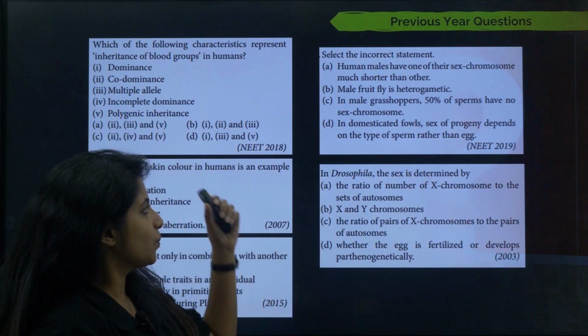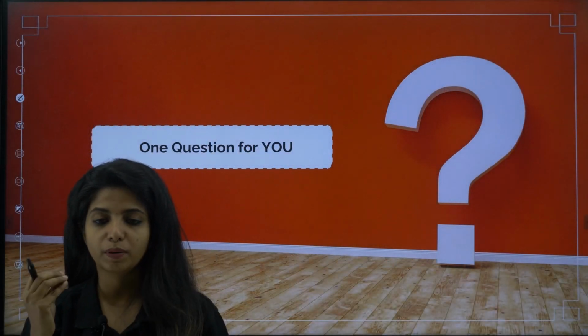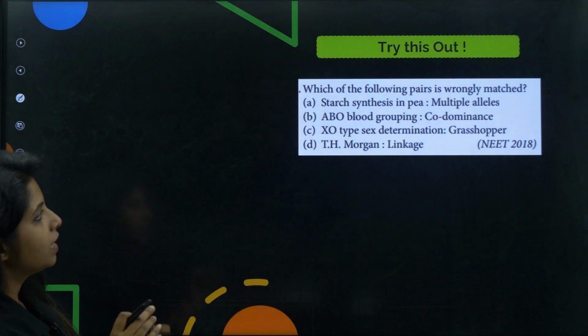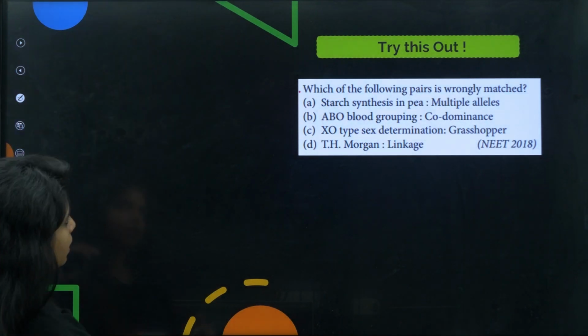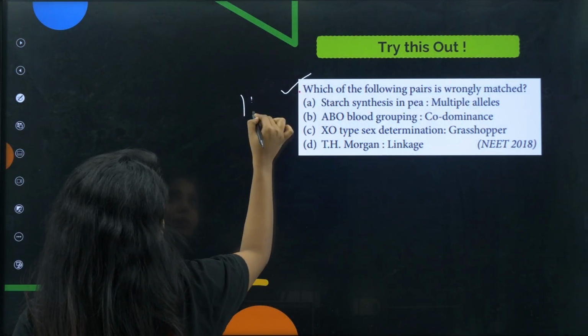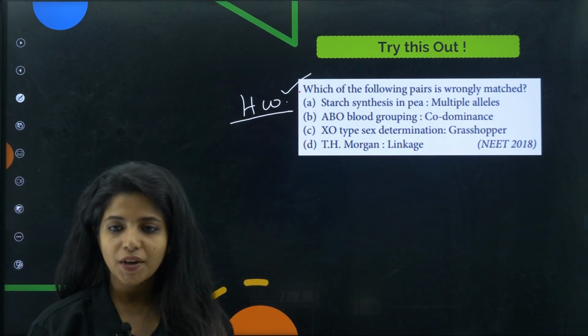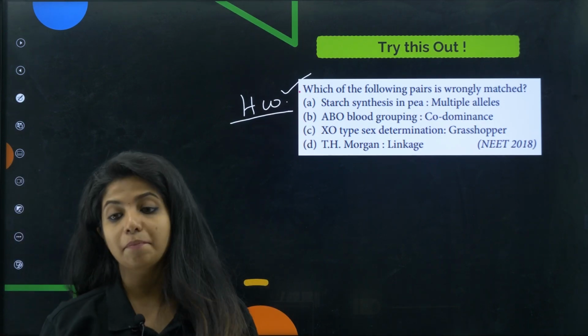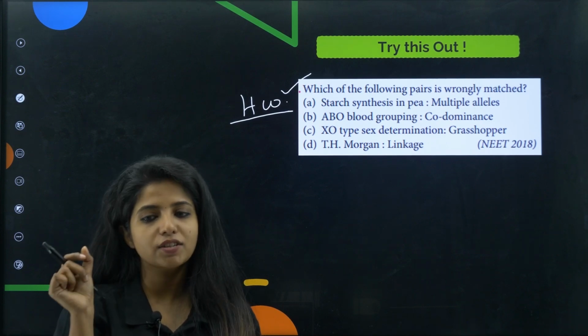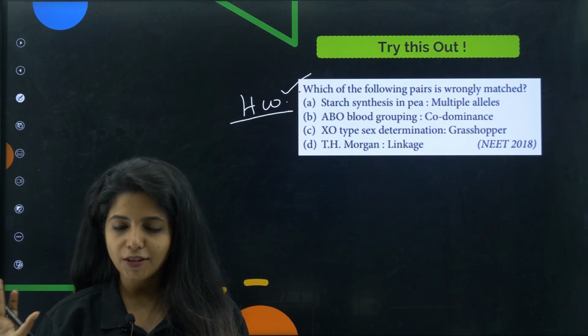Now, one question for my Chutku people. One little homework. Can you try to do this? It's a very simple question, and if you're done with this, do let me know in the comment section. Homework, this is the answer. Which of the following pairs is wrongly matched? If you have a basic idea of this chapter, then definitely you will be able to answer this question.